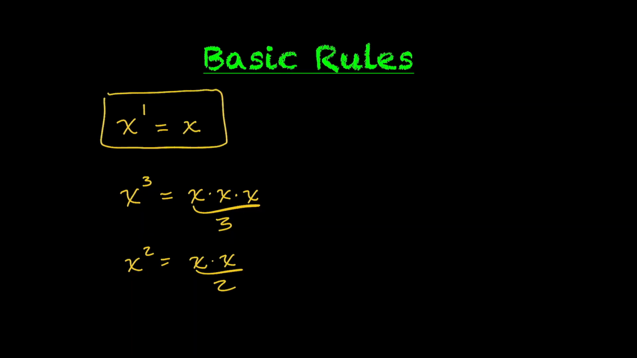So that's our first law of exponents. X to the first is equal to x. And again, that works for any x. So 2 to the first is equal to 2. 3 to the first is equal to 3. 5 to the first is equal to 5.